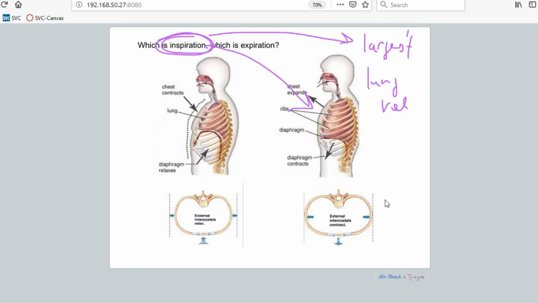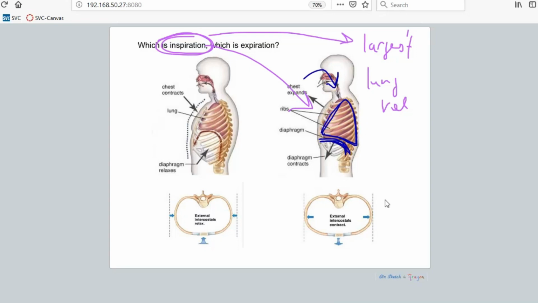So what's happening in this situation? In this situation, the diaphragm contracts, and so it flattens out. And so you can see that the lungs have a larger size when the diaphragm contracts. That decreases pressure, air moves in.